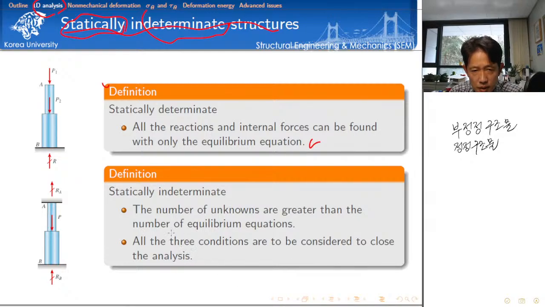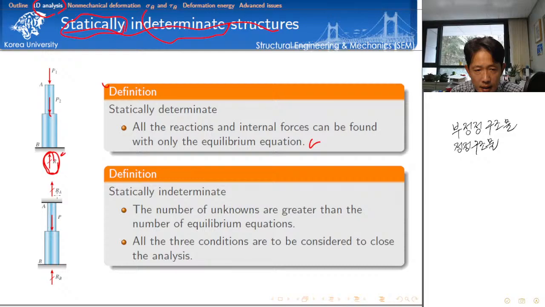So what does it mean actually? So let's look at this. Here we have one unknown, a reaction, isn't it right? One reaction. So if you use equilibrium to calculate the reaction, we can easily determine it. The sum of P1 and P2 should be equal to the reaction, isn't it? So we don't need other conditions to determine the reactions.